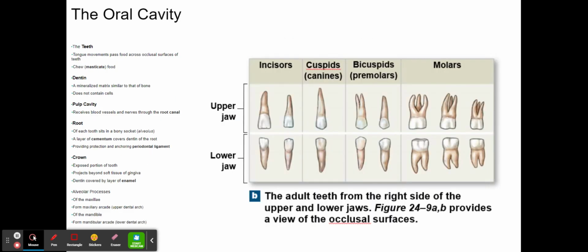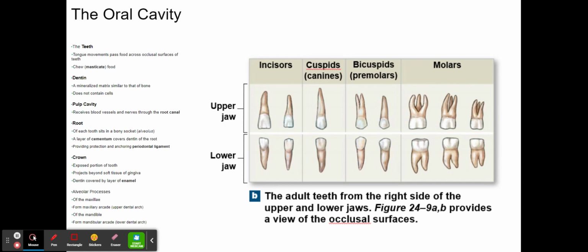Tongue movements are important in passing food across the opposing surfaces, or the occlusal surfaces, of the teeth. These surfaces carry out chewing, or mastication, of food. Mastication breaks down the tough connective tissues in meat and plant fibers in vegetables. It also helps saturate the food with salivary secretions and enzymes.